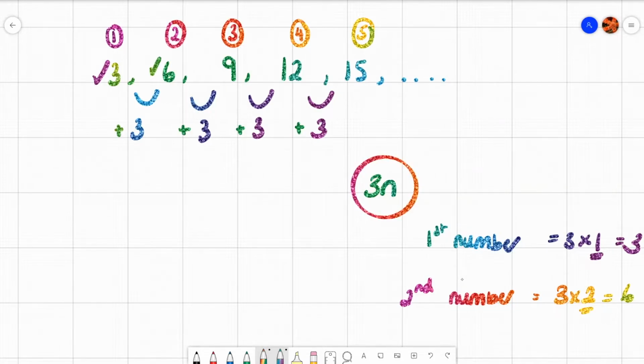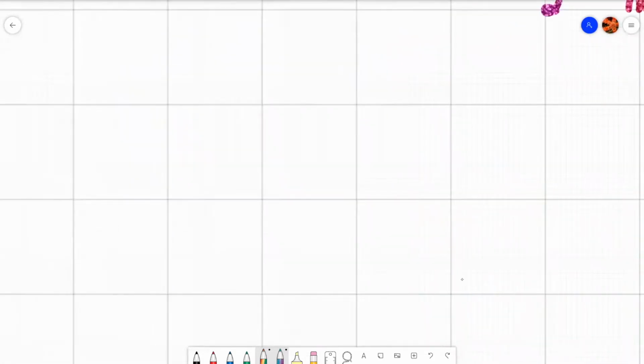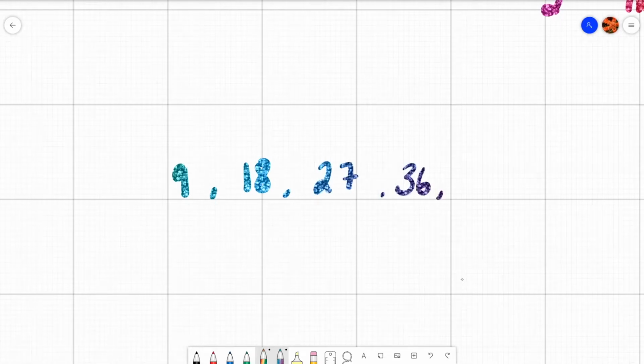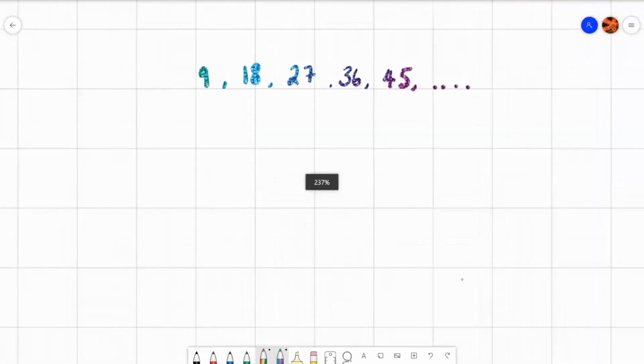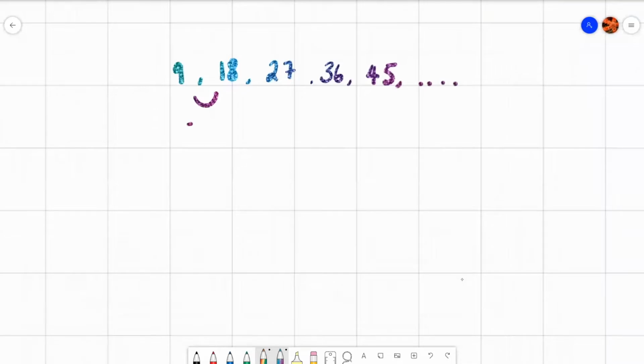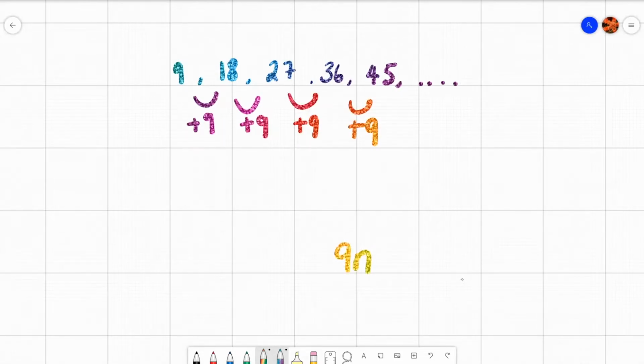Okay, now, what if we had this one? Some of them are quite easy to spot. 9, 18, 27, 36, and 45, and so on. Okay, well, what's the difference between the numbers this time? Well, I'm adding 9 here. Add 9, add 9, and add 9. So adding 9 is 9n, and we know this because what is it? It's the 9 times table.